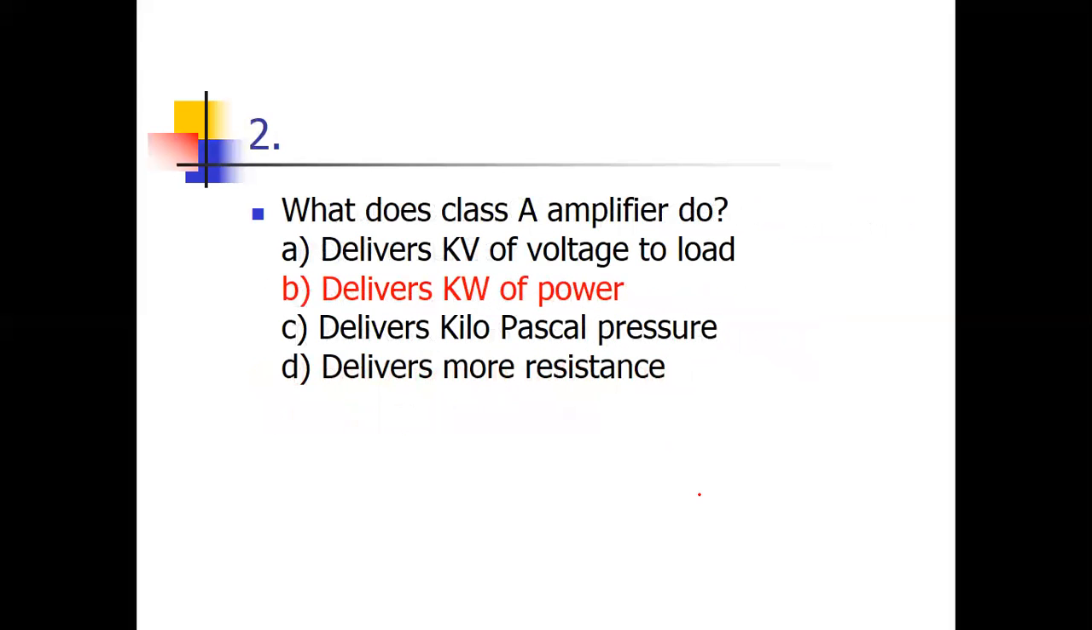Okay, for large signal. Now, what does a class A amplifier do? Remember, whenever we are talking about the class, we are talking about the power amplifier. Now, what is the role of a power amplifier? To deliver the power. So definitely the answer is it delivers kilowatts of power, not voltage, not pressure, not resistance. Since it's a power amplifier, it delivers the power only.